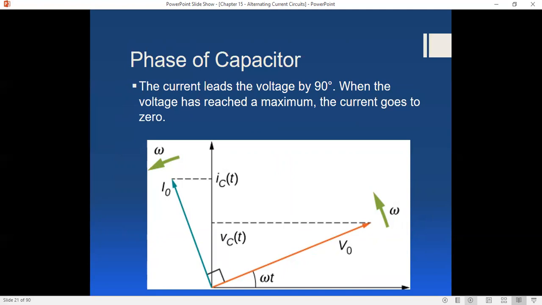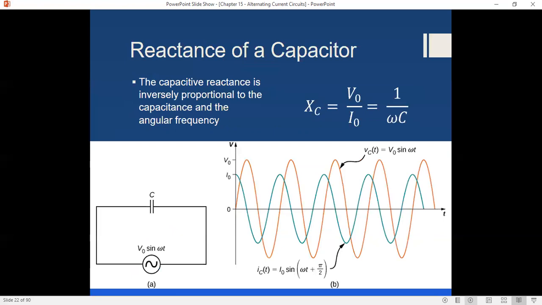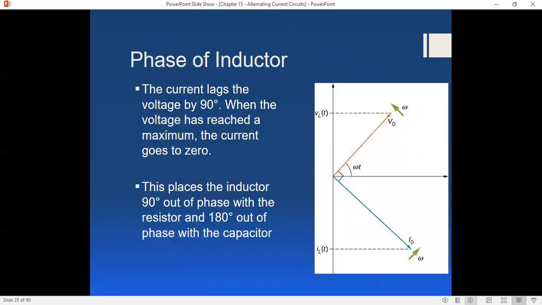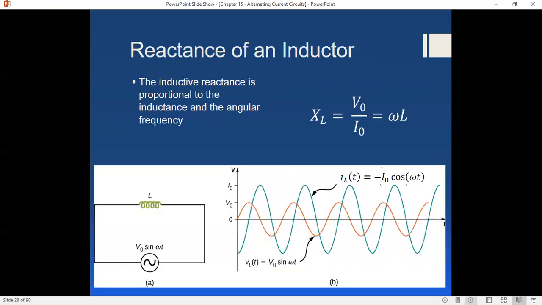Also, its reactance is inversely proportional to the frequency. So capacitors love high frequencies and don't like low frequencies. The inductor is just the opposite. The current is 90 degrees behind the voltage, and the reactance is proportional to the frequency. So an inductor loves a low frequency. In fact, if you put DC through it, the inductor will not do anything to interfere with the flow of current, just the resistance of the wires.